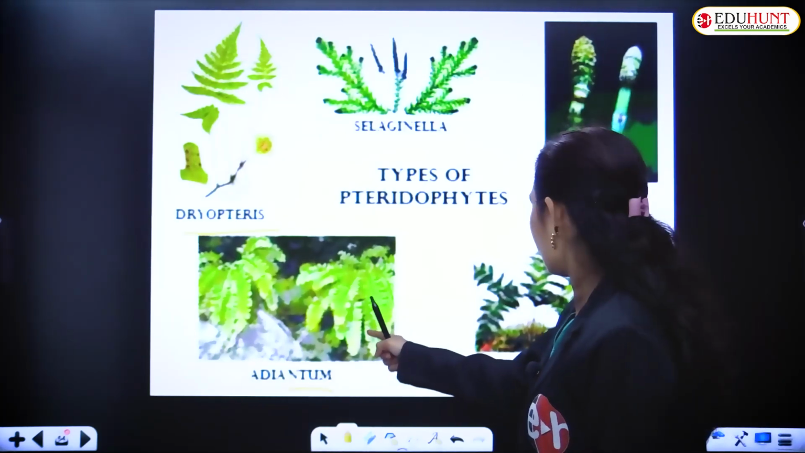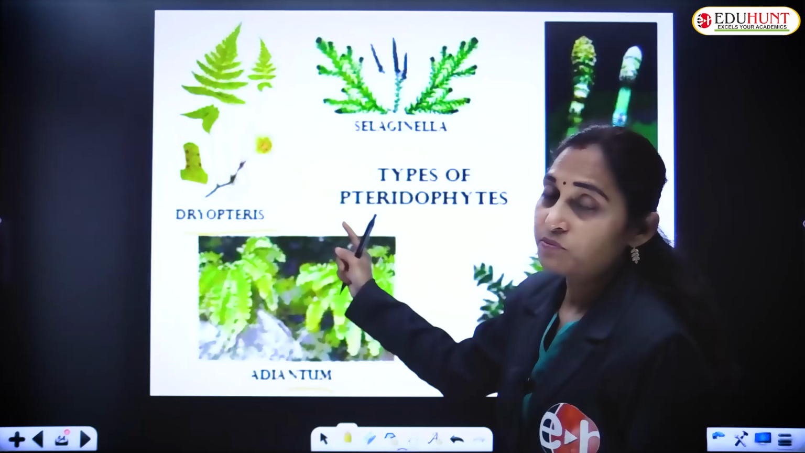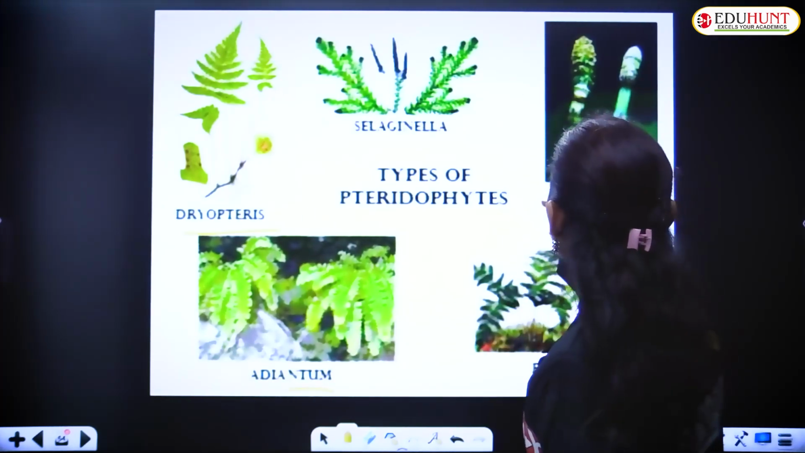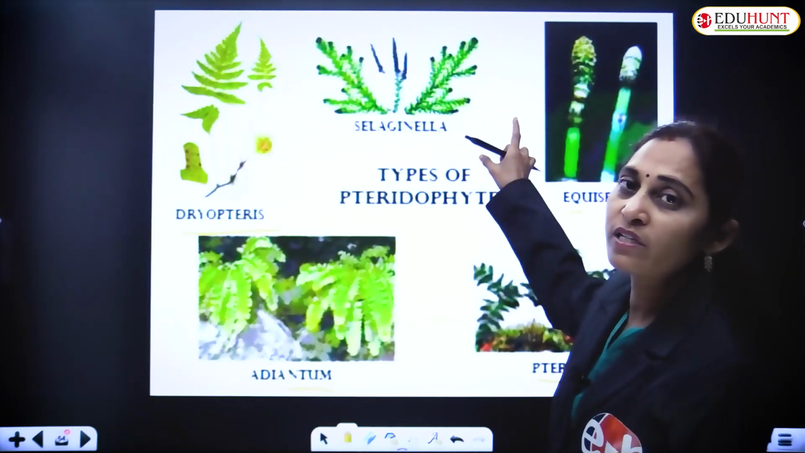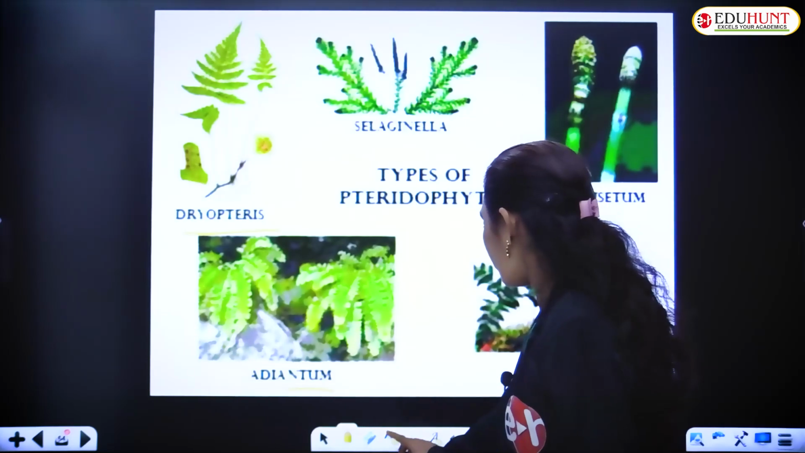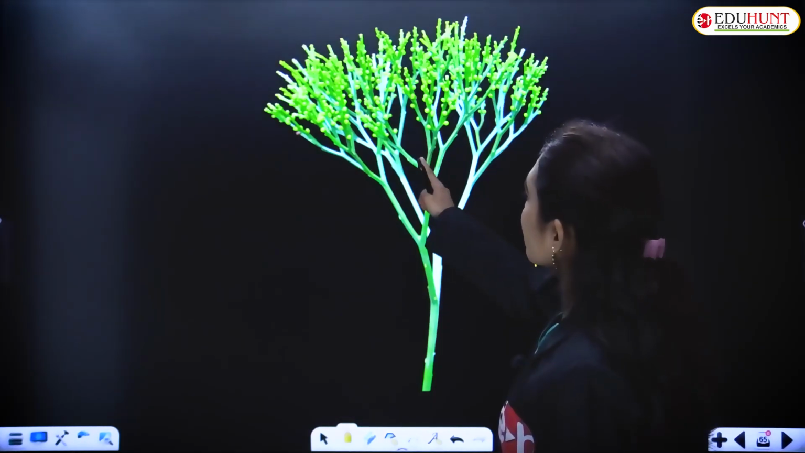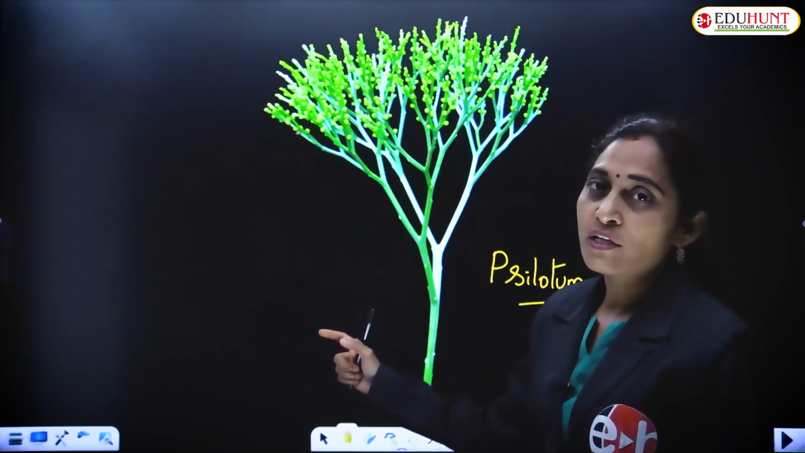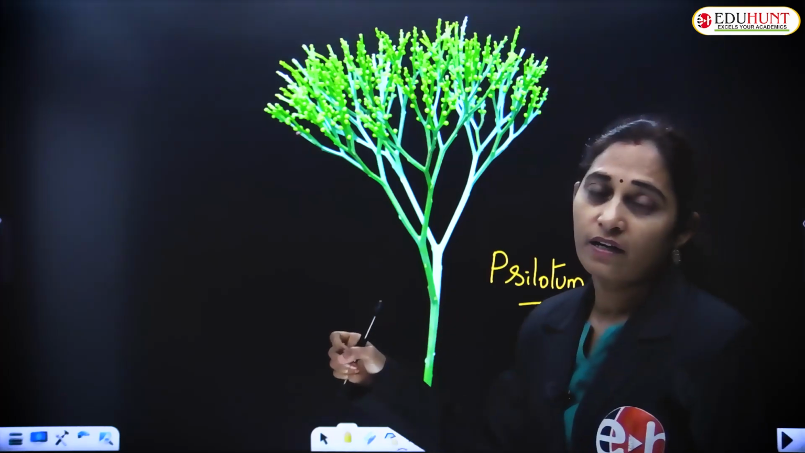This is Adiantum, this is Pteris, that is Dryopteris, and Dryopteris and Pteris both look similar. And Equisetum, only the cone part, the strobilus part of Equisetum, is shown here. It is Selaginella. This is the Psilotum. Most of the examples of this Psilophyta are extinct.